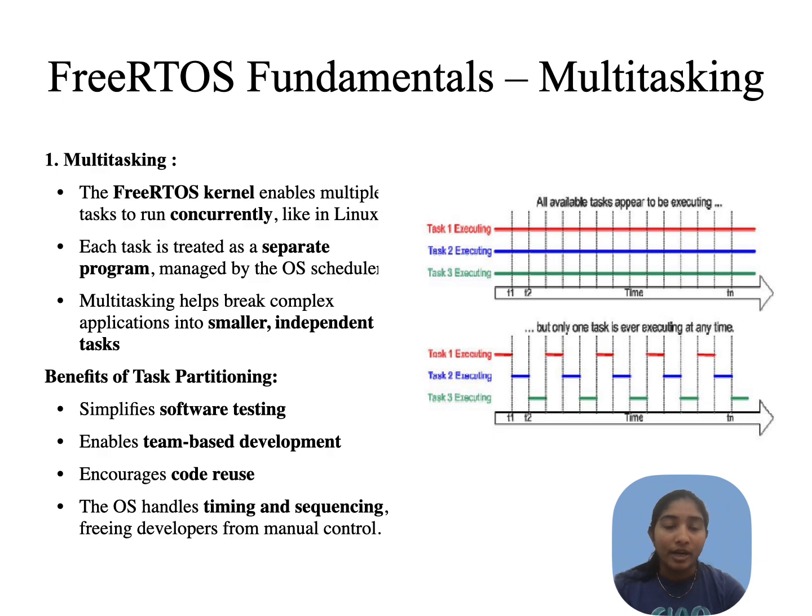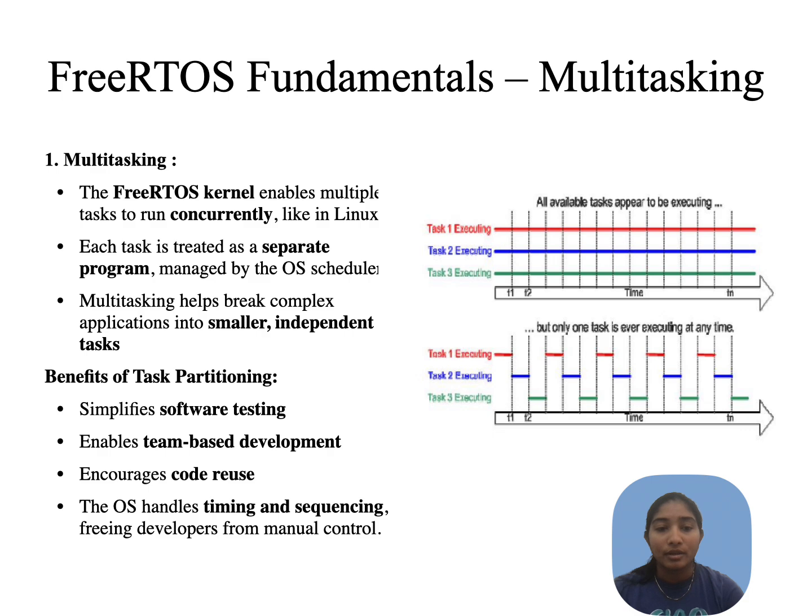So there are 5 fundamentals of FreeRTOS. Let's talk about multitasking. Multitasking is a core feature of FreeRTOS, allowing multiple tasks to run concurrently, similar to how it's done in Linux but optimized for microcontrollers. Each task is treated as an independent program, and the scheduler manages when and how the tasks are executed. This structure allows developers to break down complex applications into smaller, more manageable components.